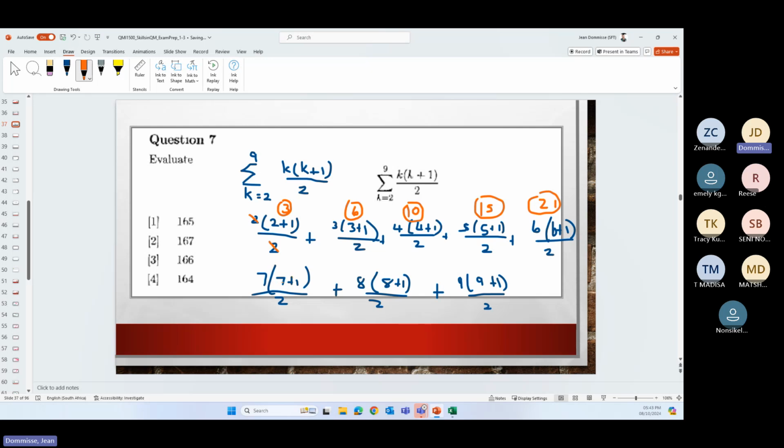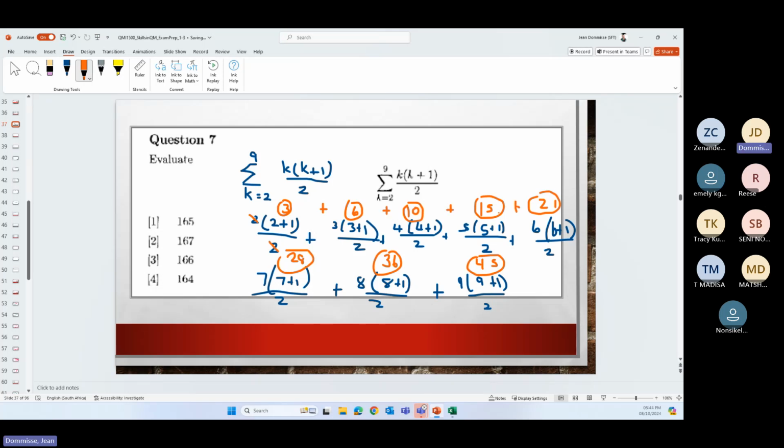7 times 8 is 56. And 56 divided by 2 is 28. 8 times 9 is 72. 72 divided by 2 is 36. 9 times 10 is 90. 90 divided by 2 is 45. And then we need to add all of them together.